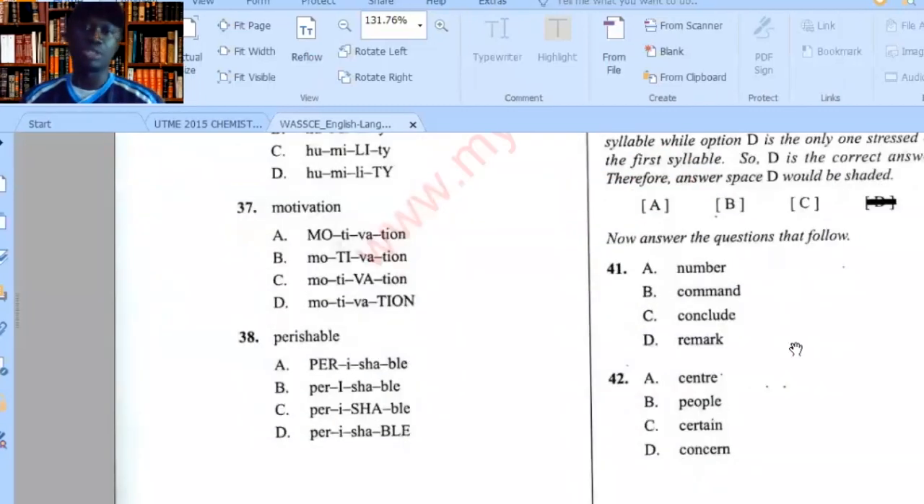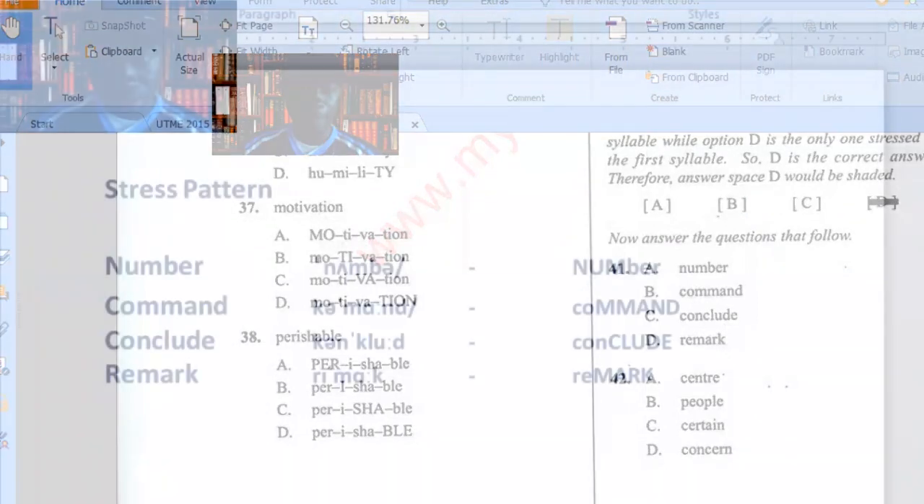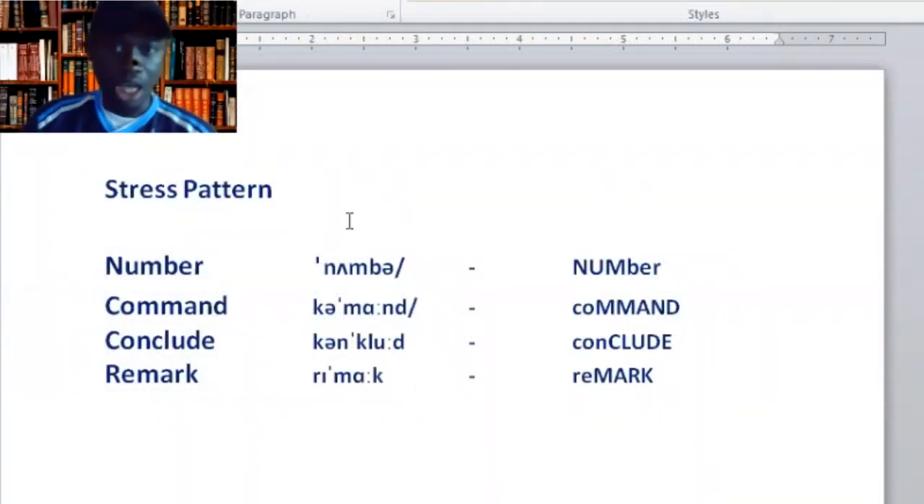Let's attempt questions 41 to 45. Question 41. Number, command, conclude, remark. Now let's take a look at the transcriptions. Number, the stress is placed on the 1st syllable. Command, the stress is placed on the 2nd syllable. Conclude, the stress is placed on the 2nd syllable. Remark, the stress is placed on the 2nd syllable.